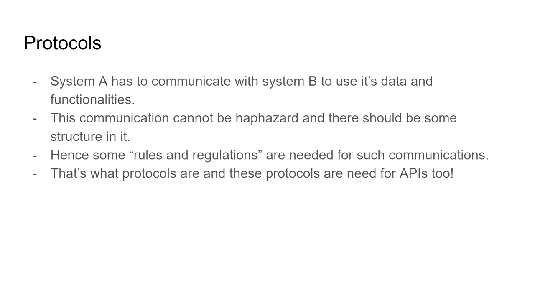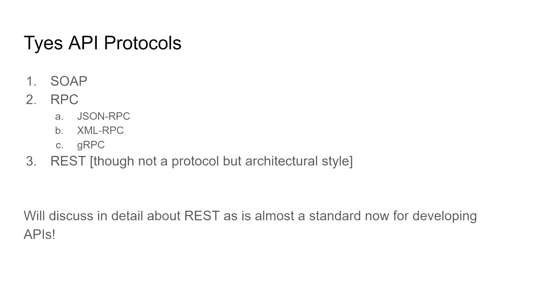There should be some structure for it, right? There should be some rules and regulations that both the systems should follow so that they can understand each other's requests and responses. And that's where protocols come into the picture. And since APIs also involve two systems communicating with each other, we need protocols for APIs too.